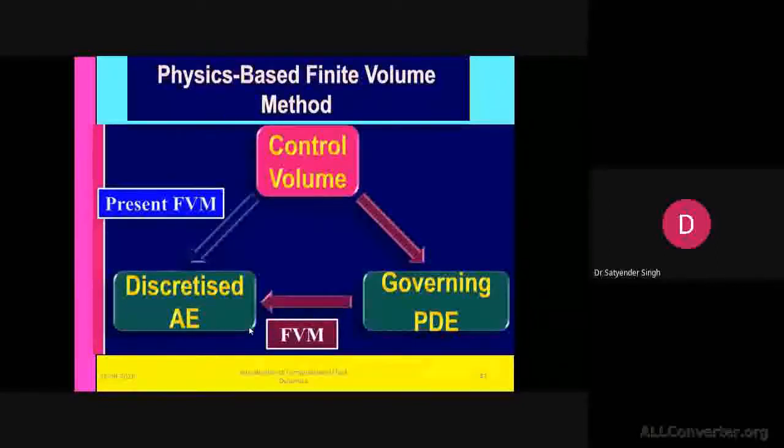Now we'll come to the physics-based finite volume method. We generally analyze one physical domain and make it a computational domain on the basis of a control volume hypothesis, then generate algebraic or partial differential equations, and then apply the finite volume method to linearize them and generate the algebraic equations. In the present FVM, we can directly derive the discretized algebraic equations from a control volume.